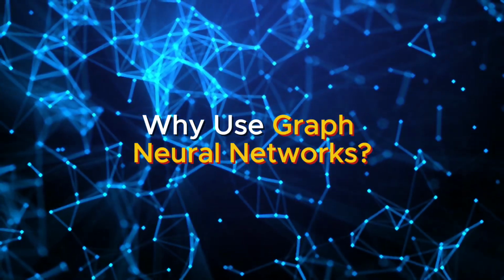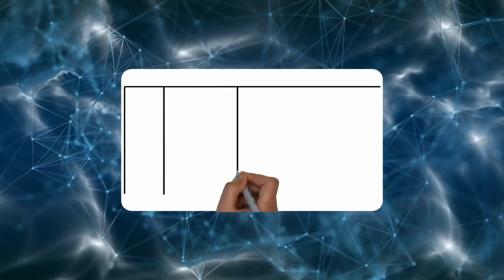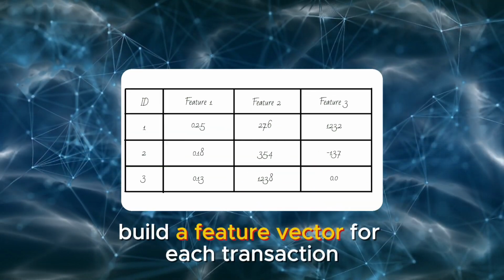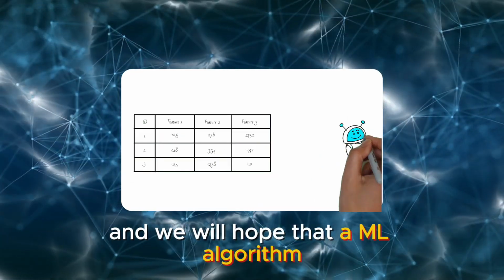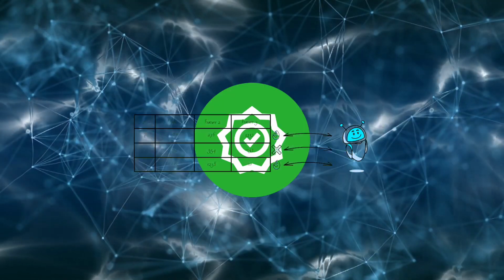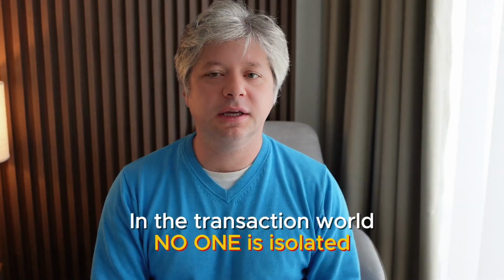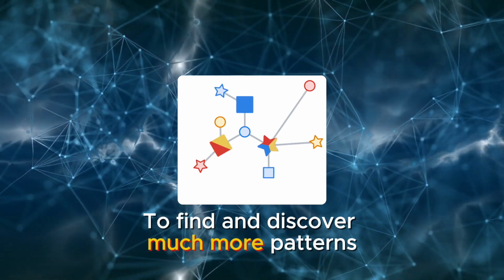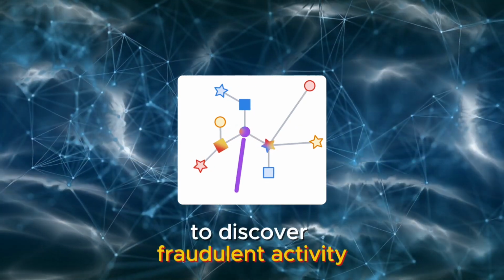And before we jump into details, let's talk about why graph neural networks are the go-to choice when you work on this type of projects. In the classical machine learning approach, we would take each transaction as an independent observation, build a feature vector for each transaction, and we will hope that a machine learning algorithm will be able to find those patterns that distinguish licit transactions from illicits. But in the transaction world, no one is isolated. So the fact that my context depends on the context of people that I'm connected to really helps graph neural networks to find and discover much more complex patterns to discover fraudulent activity.